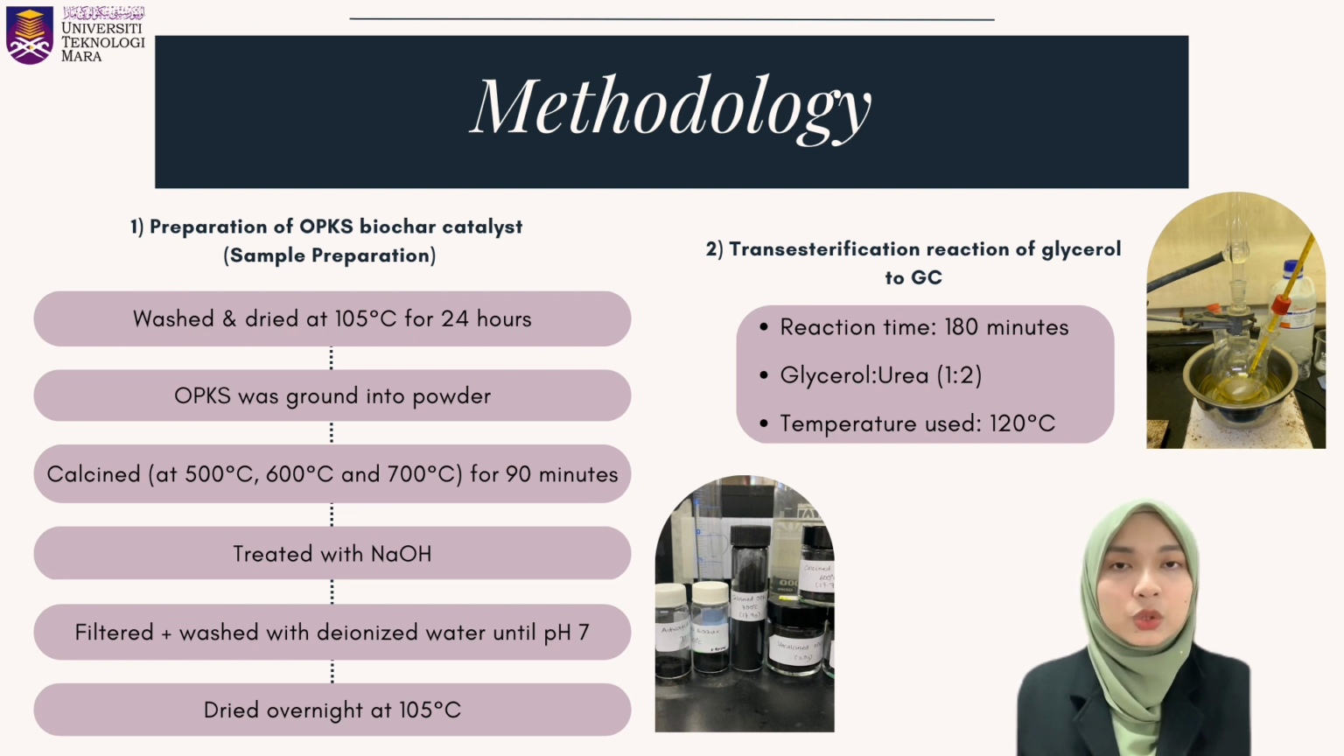The reaction condition used was 120 degrees Celsius for 180 minutes for each catalyst, which is the treated 500, 600 and 700 degrees Celsius. The catalyst and glycerol were added and mixed together until the temperature reached 120 degrees Celsius, and the urea was added with the ratio of glycerol to urea 1:2.